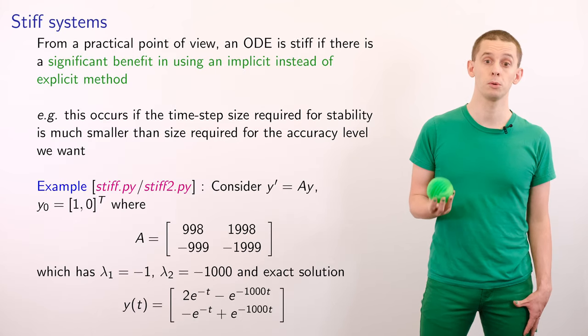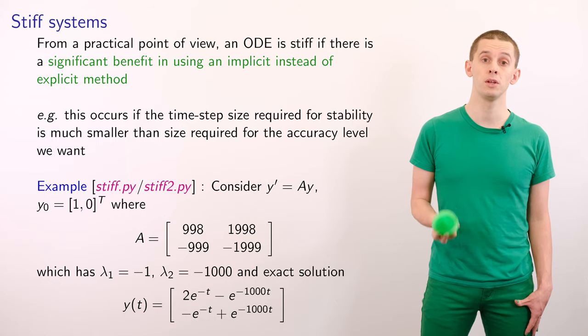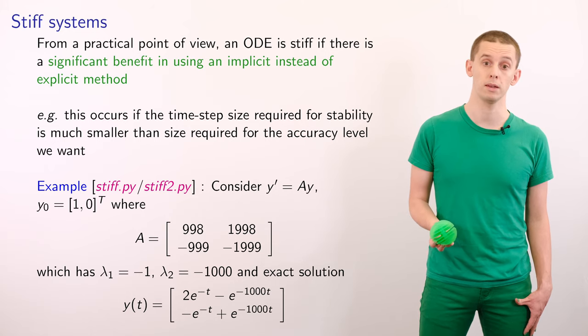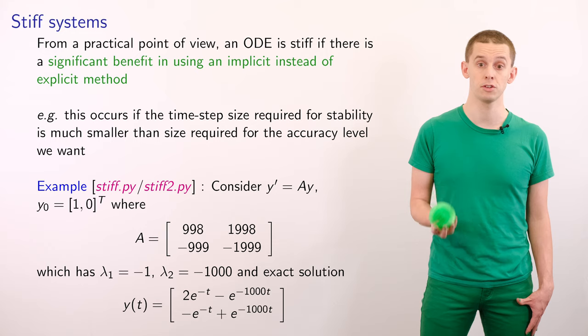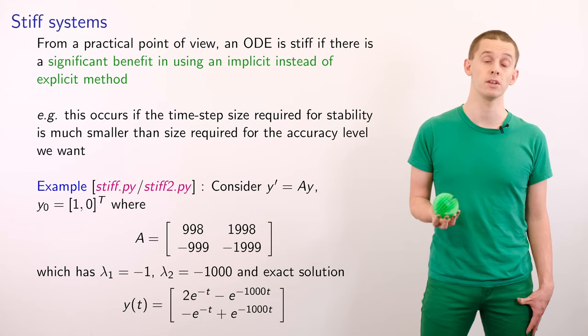So, from a practical point of view, we can say that an ODE is stiff if there is a significant benefit in using an implicit method instead of an explicit method. And, for example, that will occur if the time step required for stability is much smaller than the size required for the accuracy level that we want.